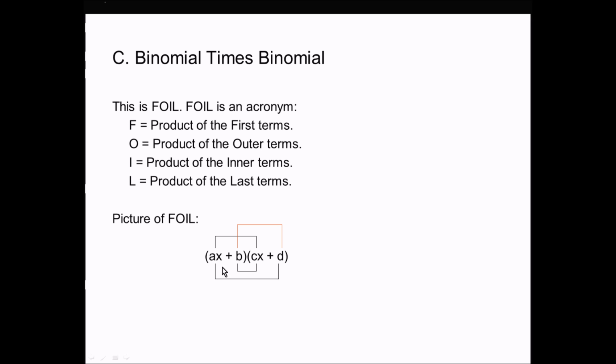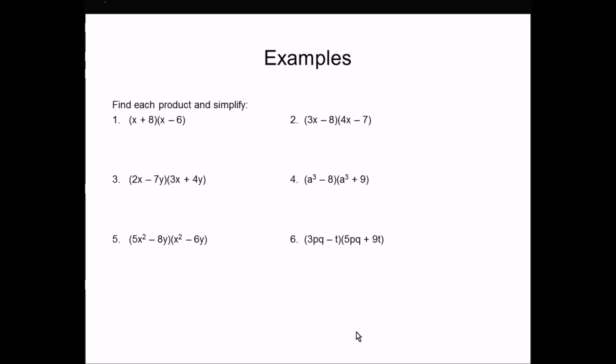Okay. Notice the outer and inner, ADx, BCx, they're similar terms. In general, that doesn't have to happen, but for the really good FOIL problems, it will happen. So the outer and inner will combine. So some examples. So find each product and simplify.